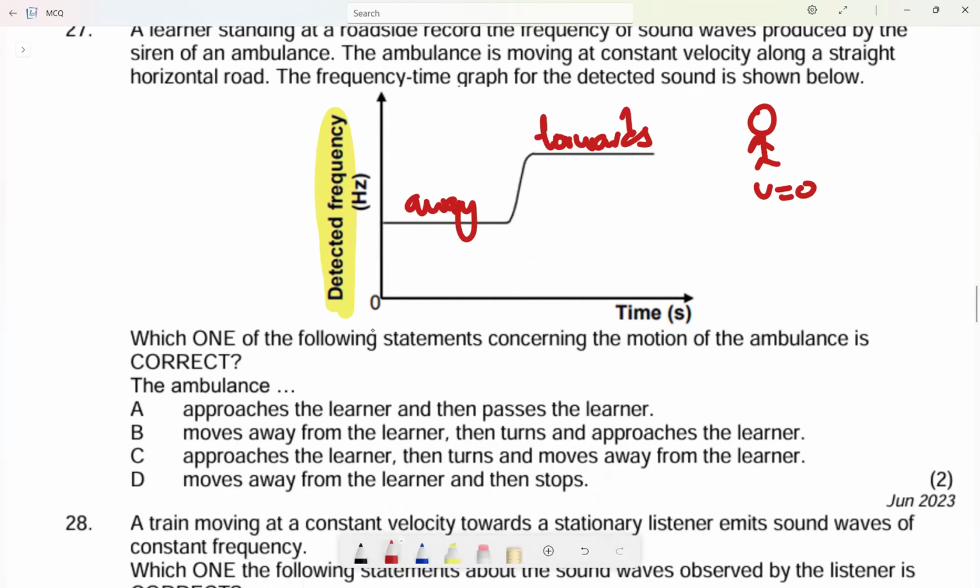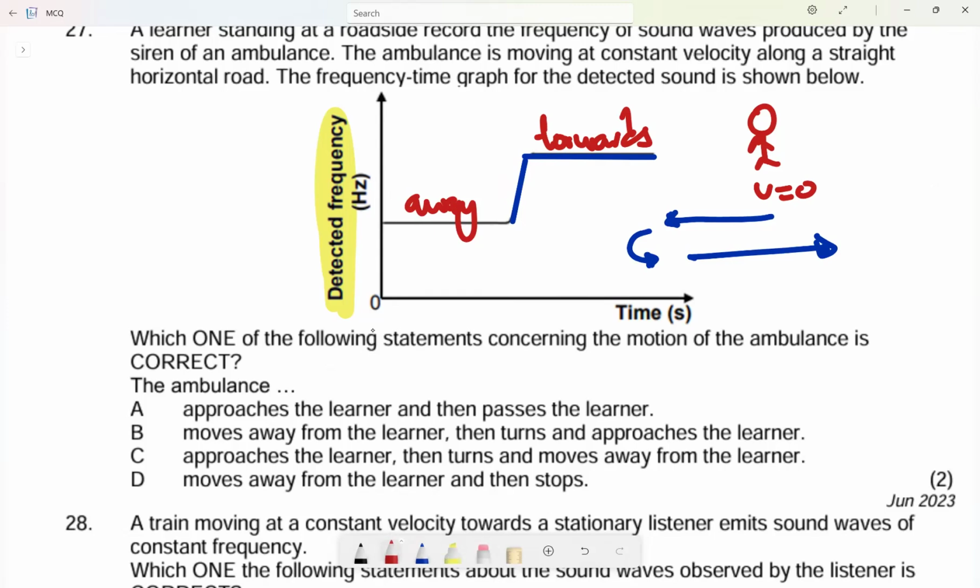So they tell us, before I go to the options, since the frequency is less here, it means it went that way, because the frequency detected will be less if it is moving away. But can you see there was a change. So during that change, it maybe made a U-turn, but now the frequency at the learner was higher. So it means the car was moving in that direction and took a U-turn and went in the other direction. So they say, which one of the following statements concerning the motion of the ambulance is correct?